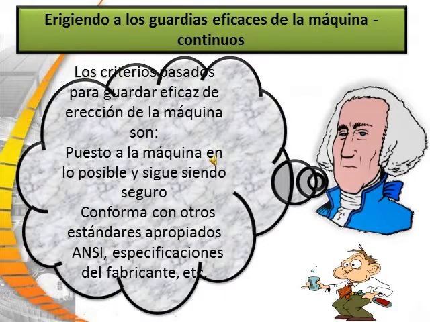The last criteria for erecting an effective machine guarding mechanism is to fix it to the machine wherever it's possible, and it should remain secure. It must conform with other appropriate standards put out by the American National Standards Institute, as well as the manufacturer's specifications.